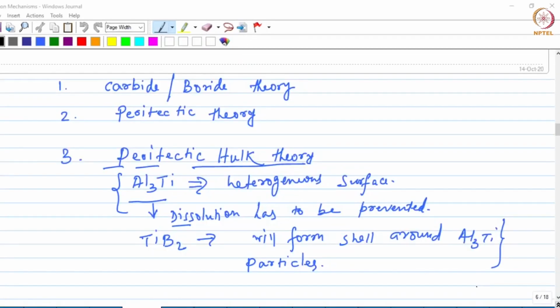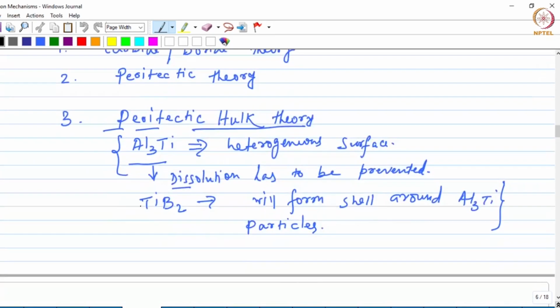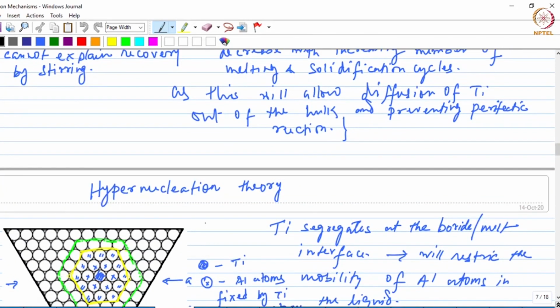Hello everyone and welcome back once again to this lecture series on aluminium based alloys and metal matrix composites. So we have been discussing the different mechanisms of grain refinement during the melt inoculation process. So far we have discussed 4 different mechanisms through which heterogeneous nucleation occurs in the melt, and these are as follows: carbide boride theory, peritectic theory, peritectic hulk theory, and then we also discussed the hypernucleation theory. So these are the 4 different mechanisms that we have talked about in detail in the past couple of classes.